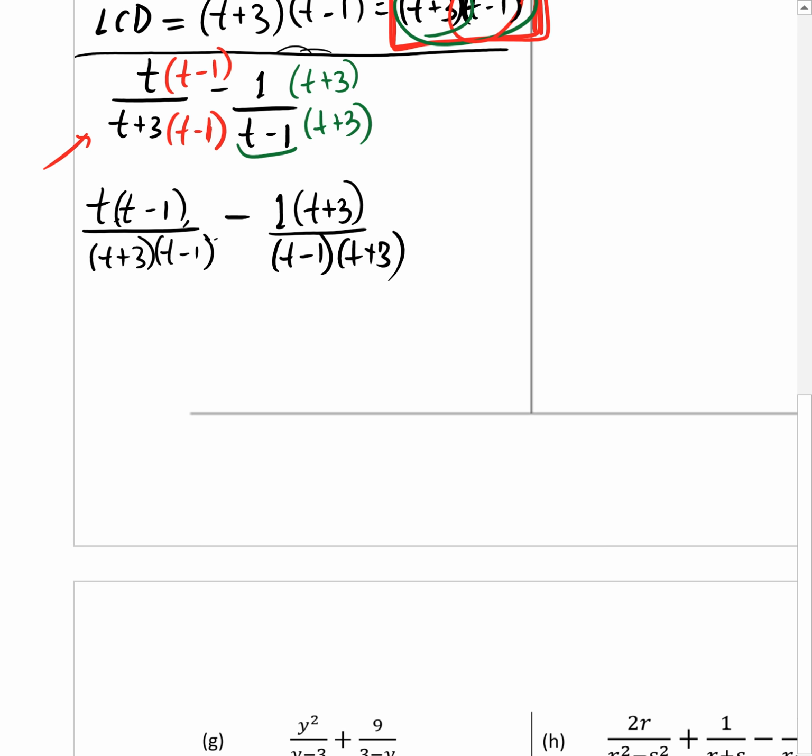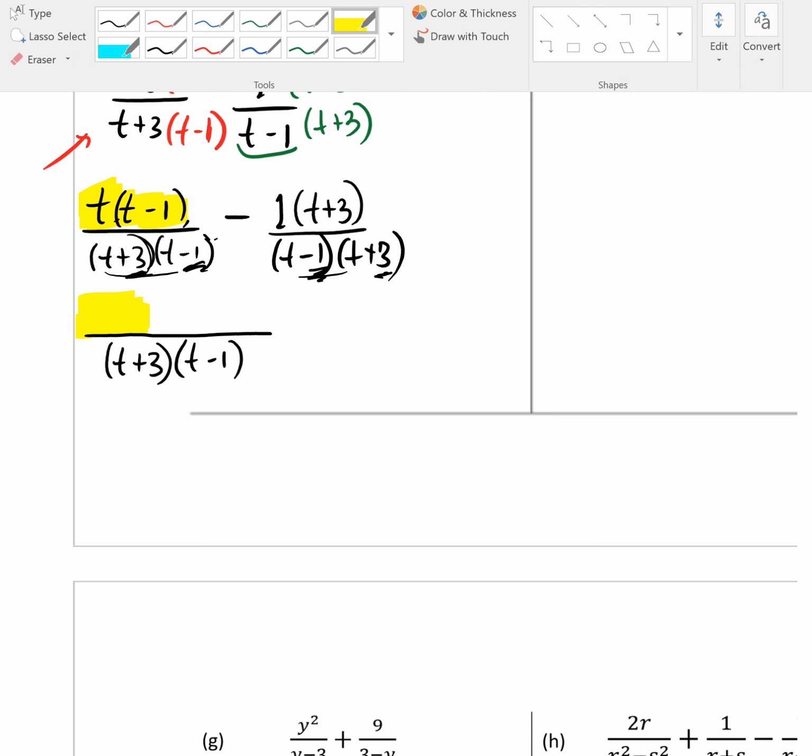Now they have the same denominator, and I want to be really careful because it's so easy to make a mistake on these. I'm just going to write them over the same denominator. Even though the factors are in a different order, the first one has the t plus 3 first and then the t minus 1, and this one has the t minus 1, then the t plus 3, they're really the same thing. Now that they have the same denominator, what I like to do is keep this guy exactly the same and rewrite it in the numerator.